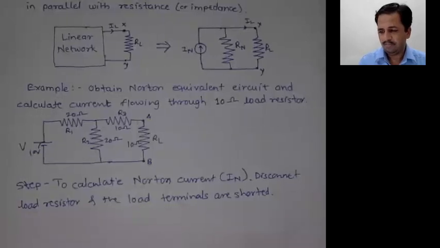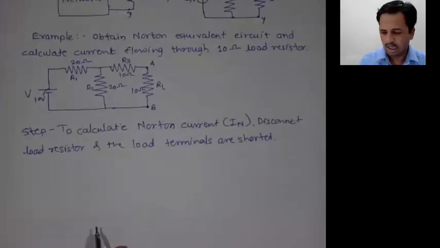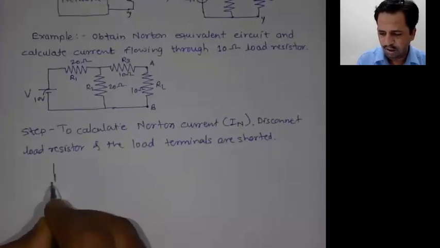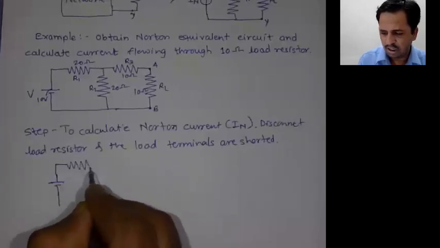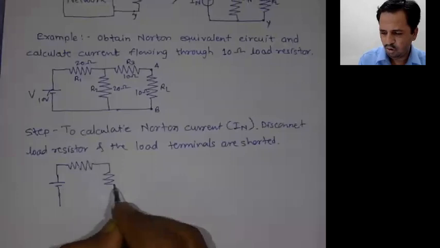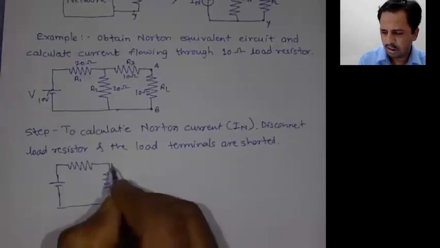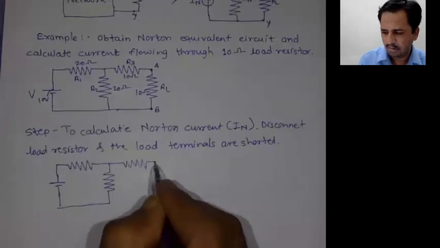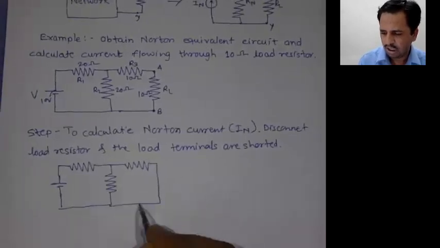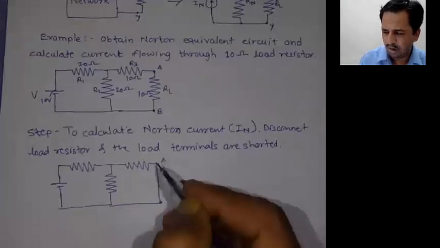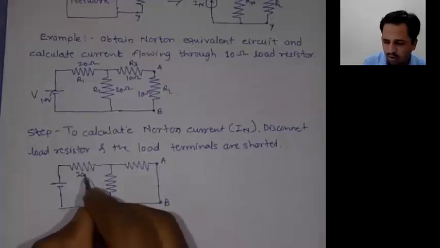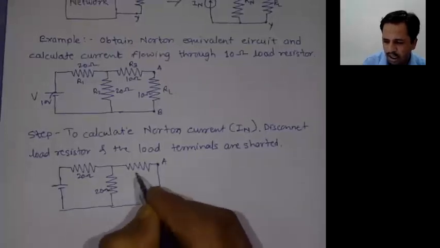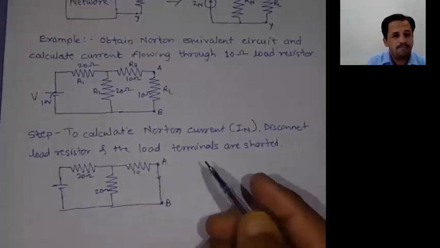Now the circuit must be represented like this. Here the voltage source must be there because we have to find the current flowing through the circuit. Here it is that R1 resistor, R2 resistor, then R3 resistor, and these terminals are short circuited. Means here you have to make the short circuit terminal. Now in this case, the terminals are represented as A and B. The values of the resistances are again the same: 20 ohm, 20 ohm, 10 ohm, and here it is the short circuit.